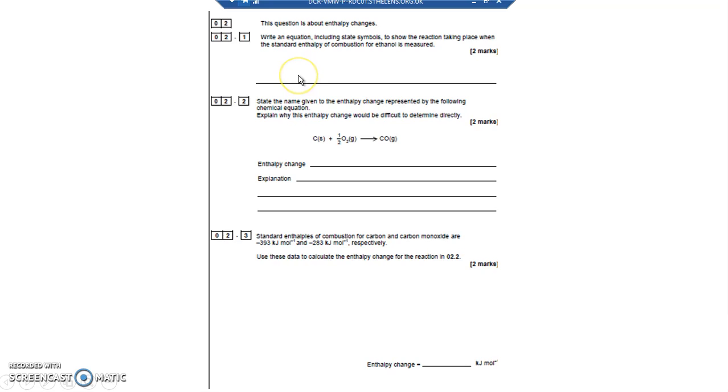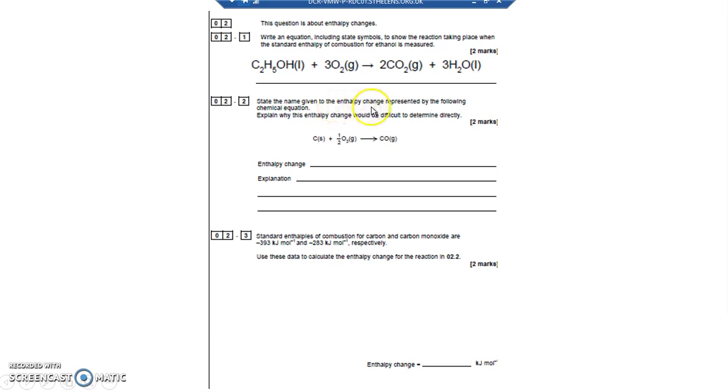So you have to put ethanol, it's a liquid, plus oxygen, O2, which is a gas, and then CO2, which is a gas, and H2O, which will be a liquid. And then you've got to balance it. So combustion, a reaction with oxygen, and if it's complete combustion, as we'll assume it is, then it makes carbon dioxide and water.